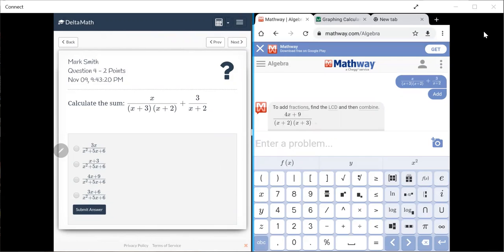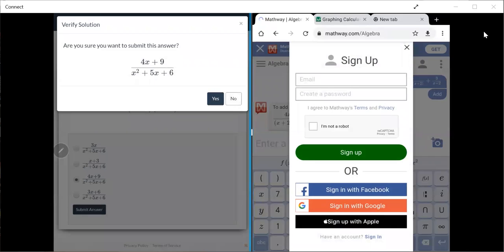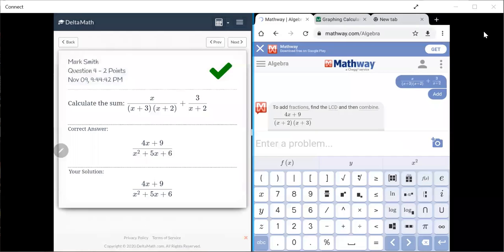Now I notice that their answer is not the same, but I notice that all of these have x squared plus 5x plus 6 in the denominator. And I'm going to put 4x plus 9 because that matches my answer over here.